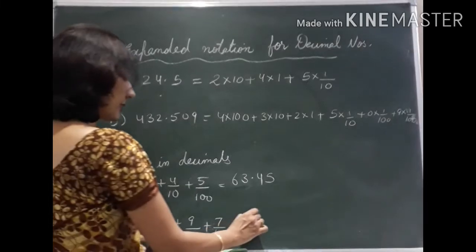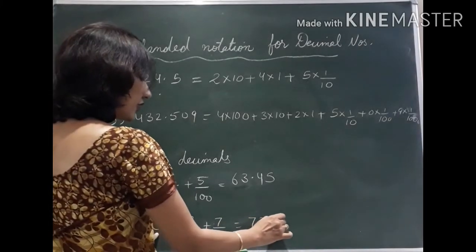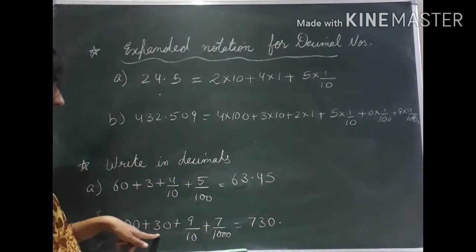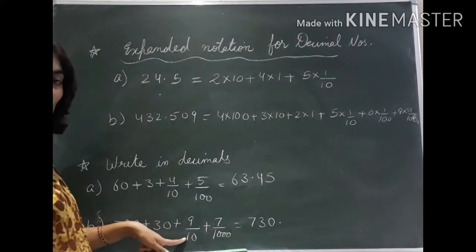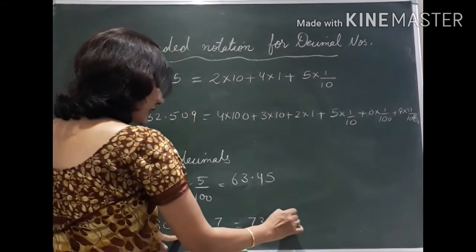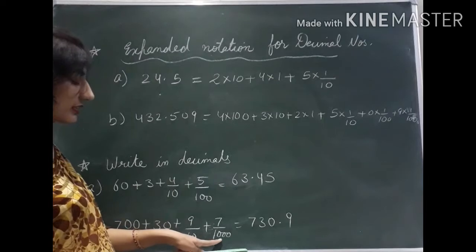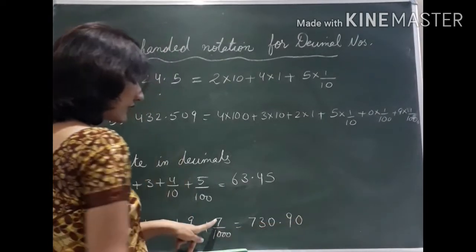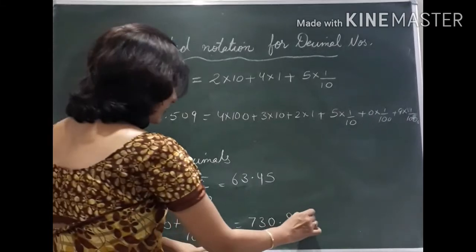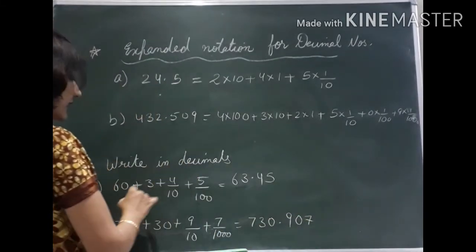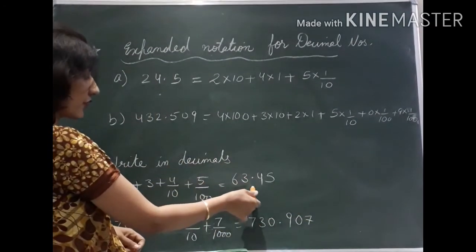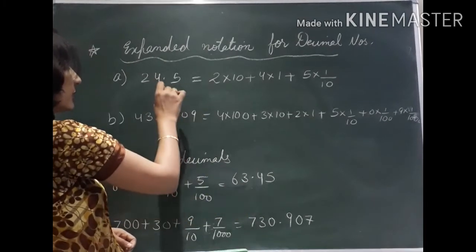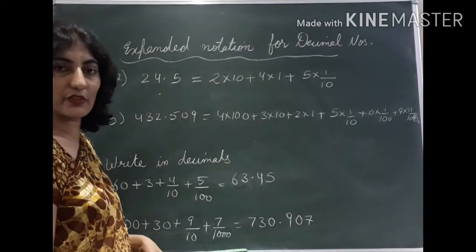Next is 700 plus 30. 700 plus 30 will be 730. After the whole number, then decimal will come. The first place is tenths. So what is the tenths place? 9. The next place is hundredths, but here nothing is given, so 0 will come. And 7 is at the thousandths place, so 7 will come. So this way you can write the expanded form. From the expanded form you can make the decimal, and from the decimal you can write the expanded form.